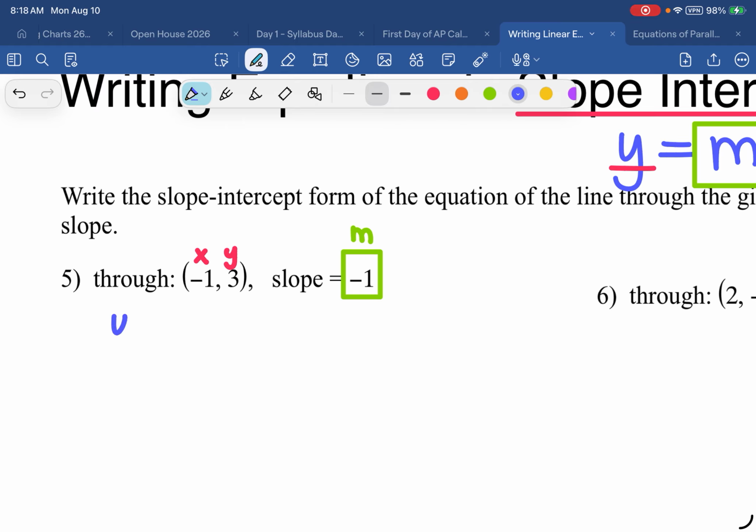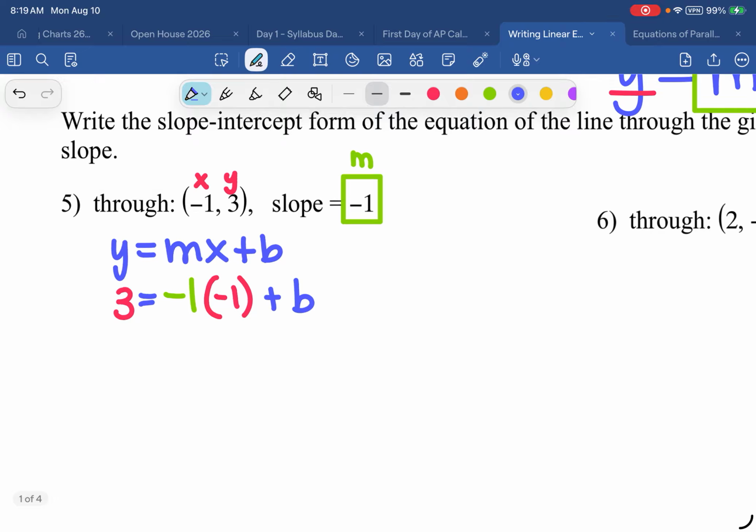So if it helps, write out y equals mx plus b. And then we're going to go ahead and replace m with the number -1. We're then going to replace x with the number -1 as well, because that's what we determined that x equaled in this example. And then y we can replace with the number 3. The b is going to have to stay plus b because we don't know what it is. But now that we've plugged in x and y and m, the only variable left is the b, and so we can solve for it.